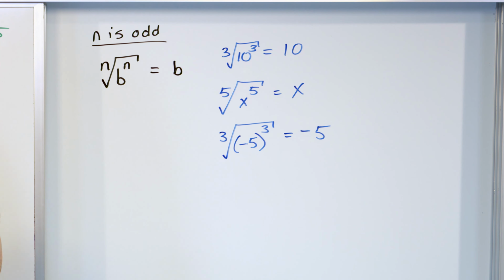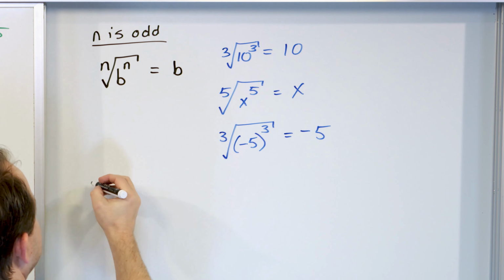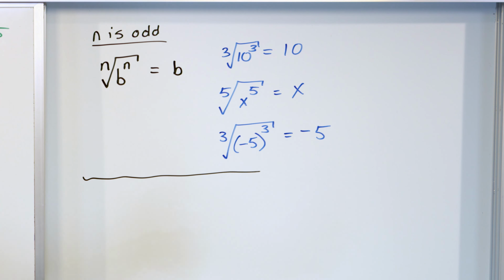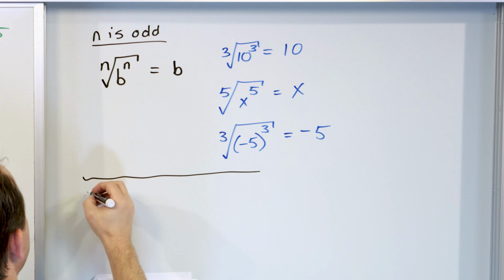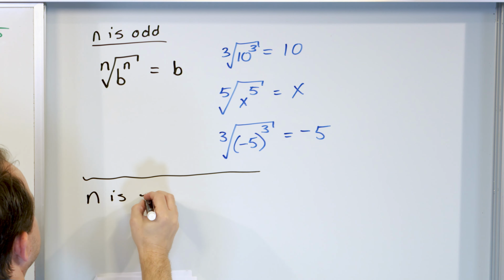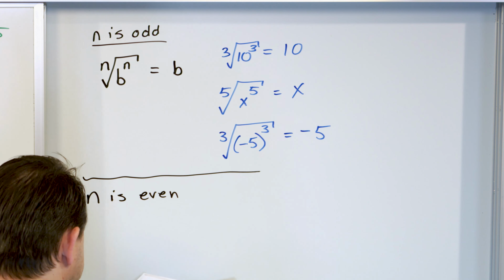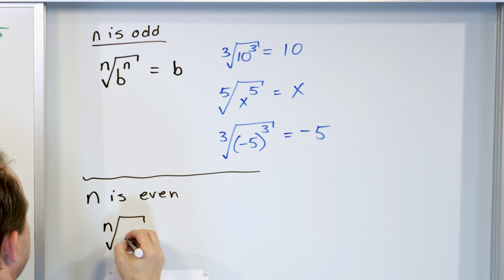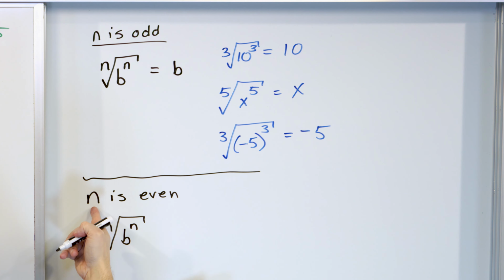Now the next part is the part that actually is harder to remember. And I'm sorry, it's just the way it is sometimes. I have to present it to you. You're just going to have to remember it. What happens if n is even? Then it would look like this: nth root of b to the nth. Everything's the same. It's just now n is even.